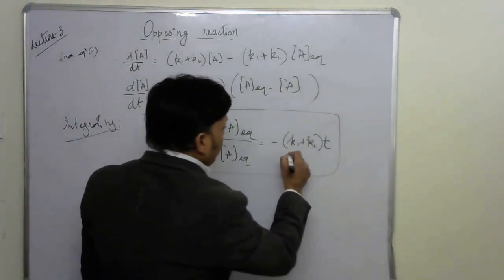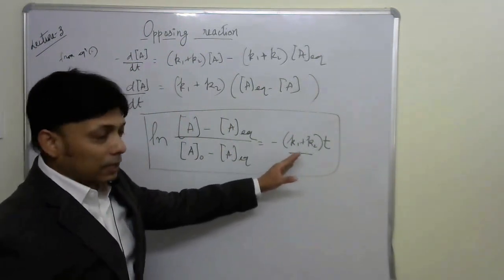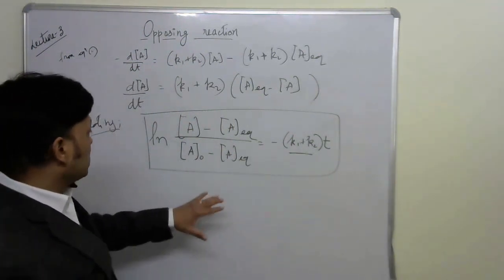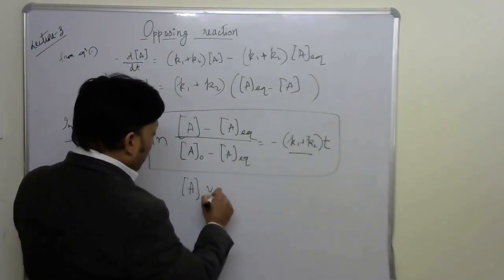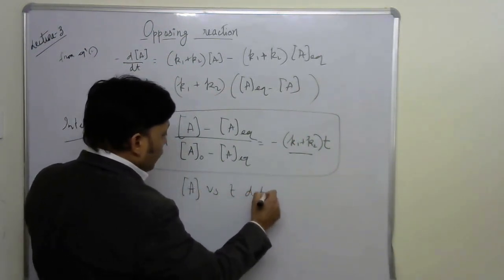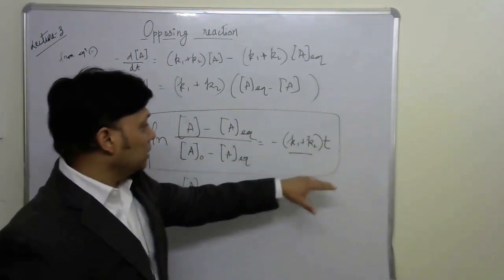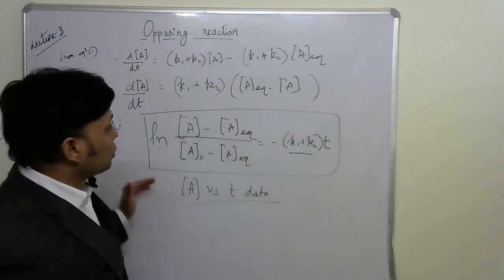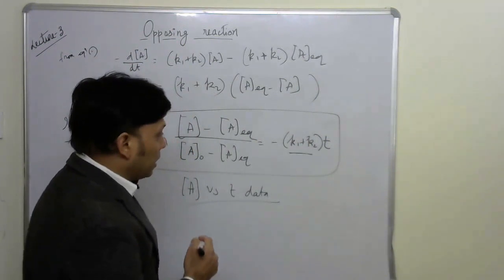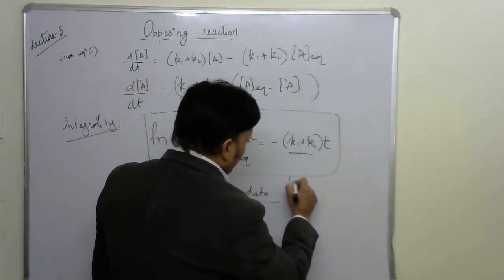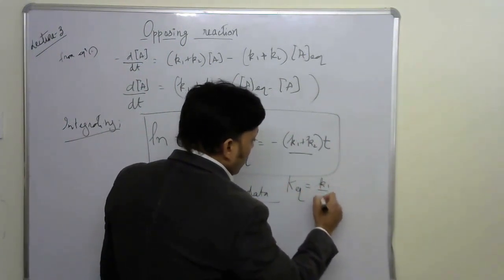So still we have K1 plus K2 here. Remember, we don't individually know yet the value of K1 plus K2, but this graph can be plotted. If we know the A versus t data, from that data we can plot this ln factor versus t, and it would give a straight line passing through the origin. We would get the combined value of K1 plus K2, and at the same time, we have to know K equilibrium. The equilibrium constant would give you K1 divided by K2.